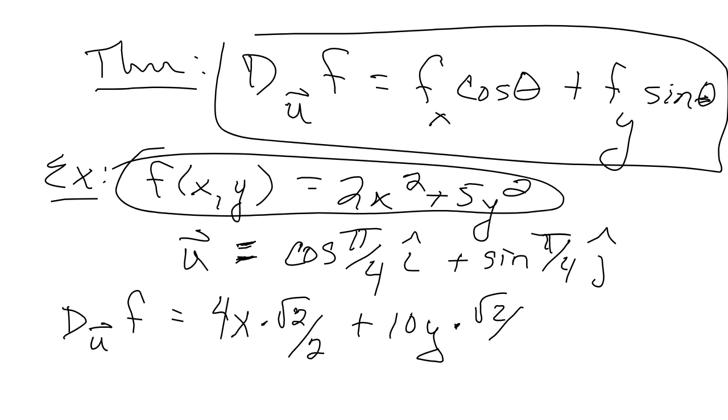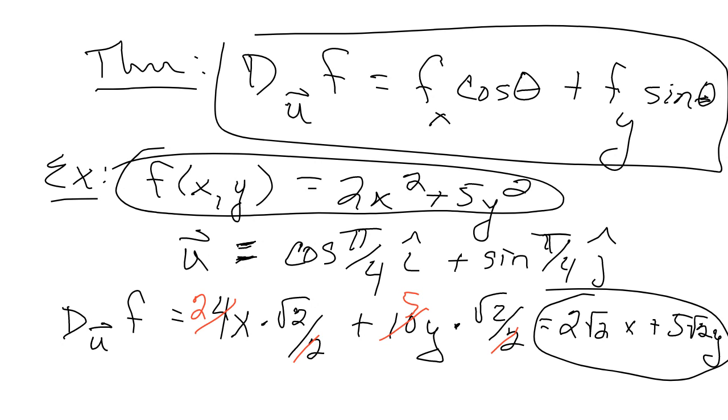And then, of course, we're going to simplify that, and we know that 4 cancels with 2, and I get 2, and 10 cancels with 2, and I get 5. So this is equivalent to 2 root 2 x plus 5 root 2 y, and that would be the directional derivative.